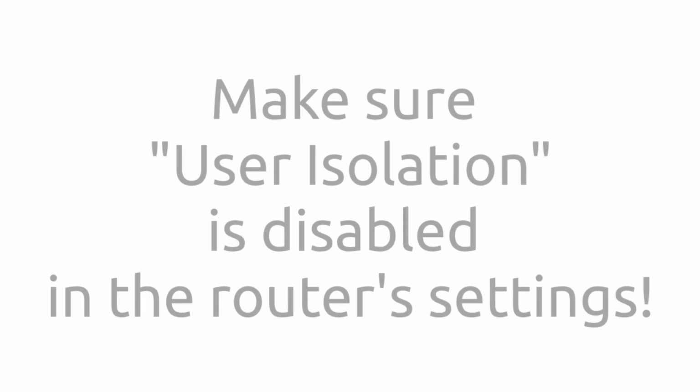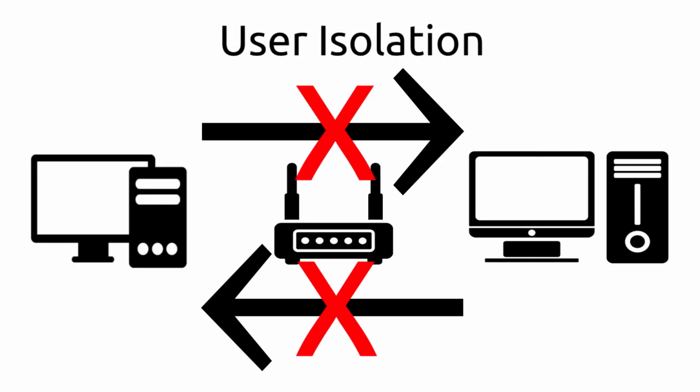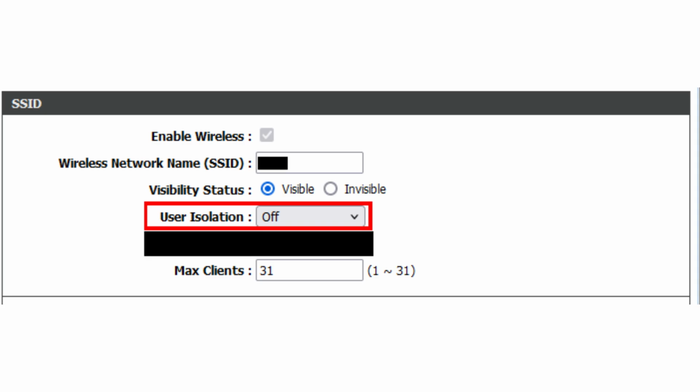If not, make sure your router doesn't have user isolation enabled. User isolation is a safety measure implemented in many routers that block local devices from communicating with each other. Each router has a specific setting for this, but here's an example of mine.